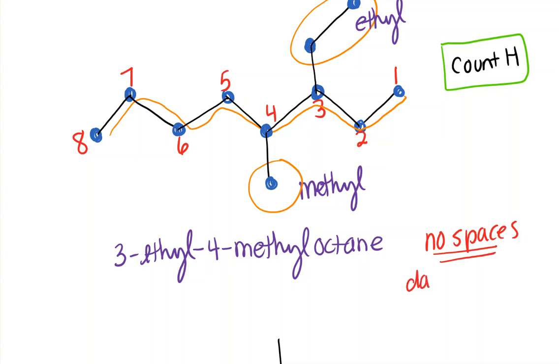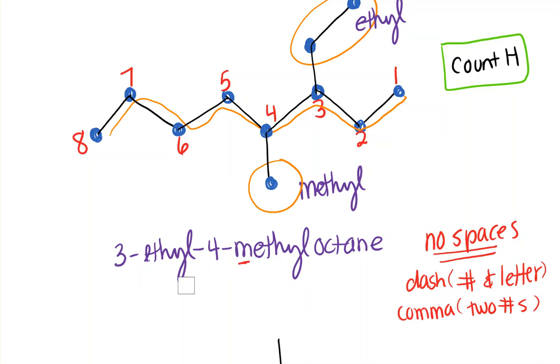And then a dash goes between a number and a letter, and a comma goes between two numbers. Okay, and we don't have any commas in this one. That would be like if you had 3,3-diethyl or whatever. So let's see, what else do I need to tell you? So we alphabetize by the first part. Okay, well, I guess that's it on this one.